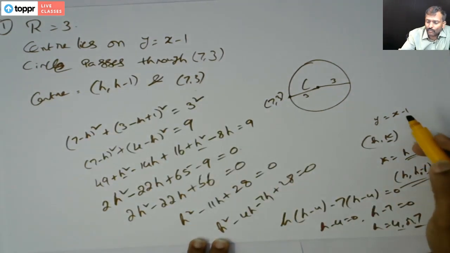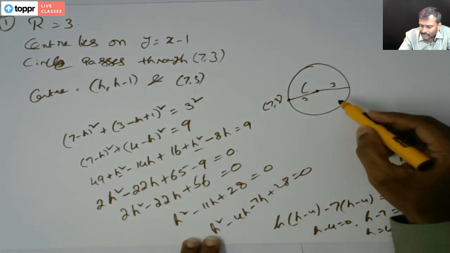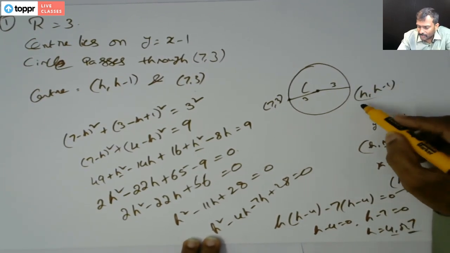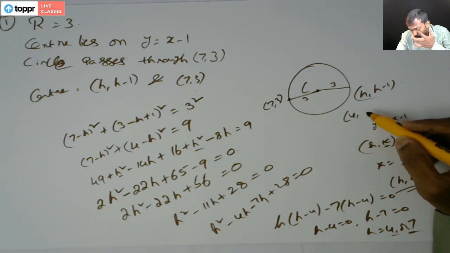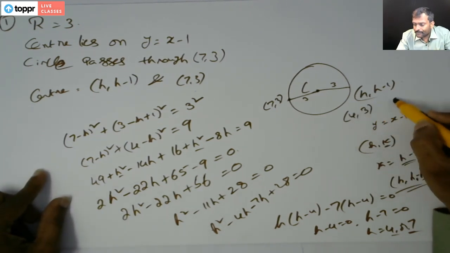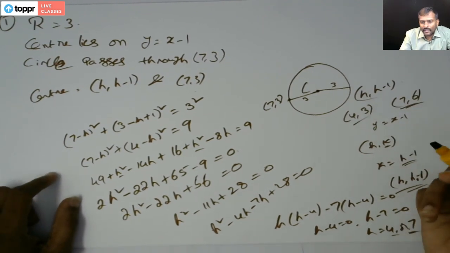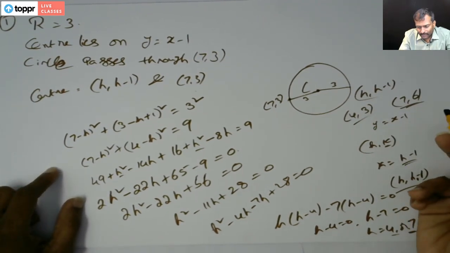Then what is the center now? So the center is (h, h minus 1). So the center would be either (4, 3) or (7, 6). One of these two you can take as the center of the circle.